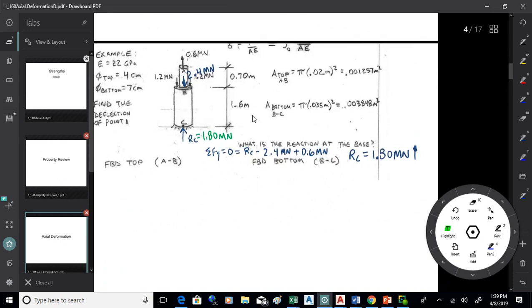So we're getting those all right. I usually use a C for compression and a T for tension, although C is also negative because it shortens things up, and T is positive because it lengthens things. So we tend to use those signs, okay? Positive for tension, negative for compression.